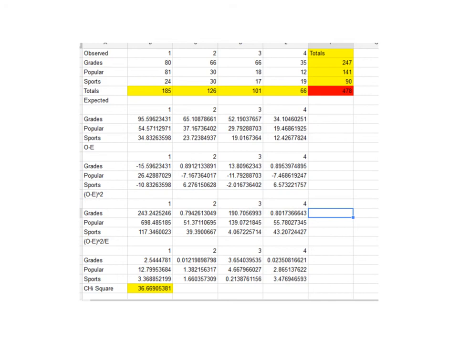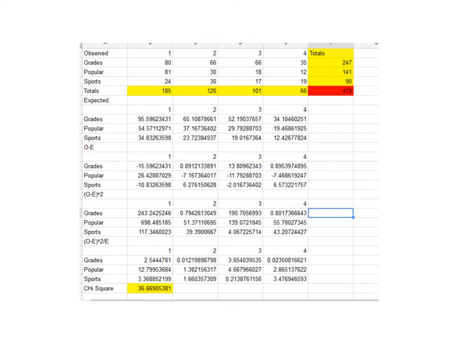And just to walk you through my thinking, and you've already seen some of this, so to get the expected, this is the expected matrix. This is how many we expected to see. So I did 185 times 247 divided by 474. I got that number. I did 126 times 247 divided by 478, got that number, and so on and so forth.